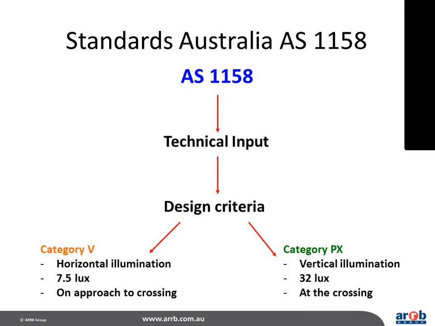Category PX, on the other hand, is lighting at pedestrian crossings. You're looking at a minimum of 32 lux, because at pedestrian crossings you want the lighting levels to be bright enough to illuminate pedestrians at the crossing. You want drivers to be able to see a pedestrian. In the same way at a railway crossing, you want drivers to be able to see a train approaching the crossing. So we looked at AS 1158, took the information, and developed the criteria for lighting at railway crossings.